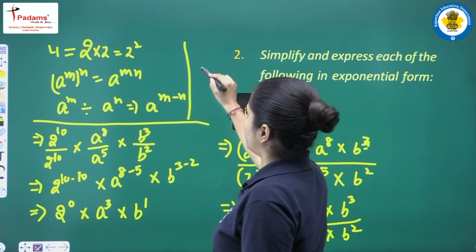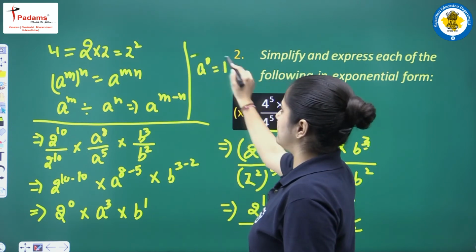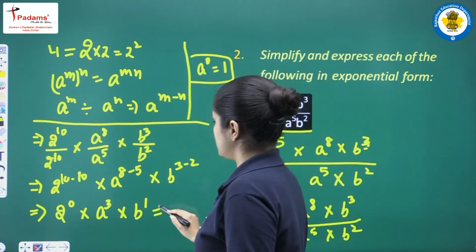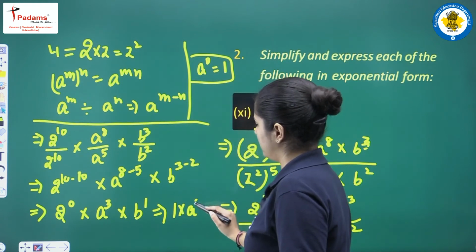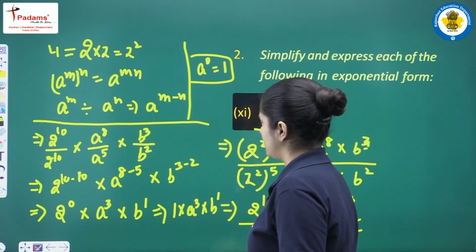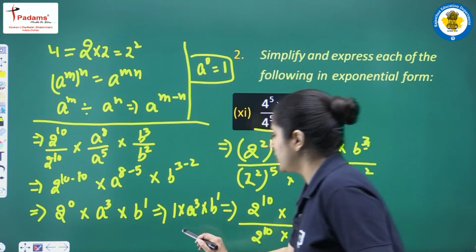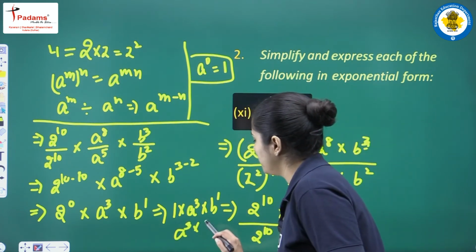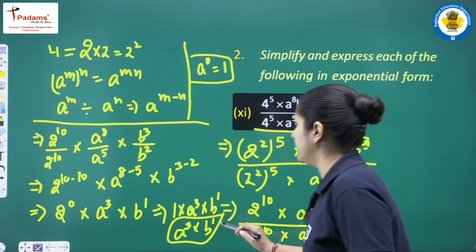And also we have a formula, a raised to power 0 is equals to 1, okay? So this is 1 into a cube into b1. So students, what is your answer? A cube into b1, and this is your required answer.